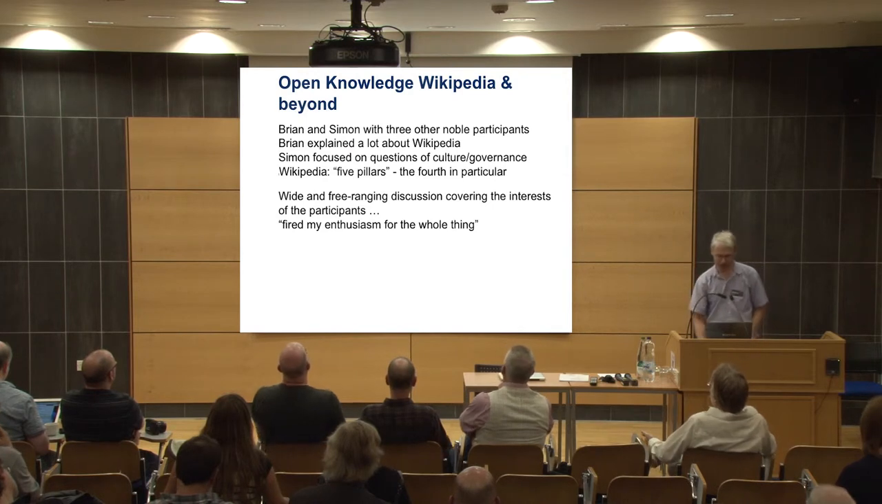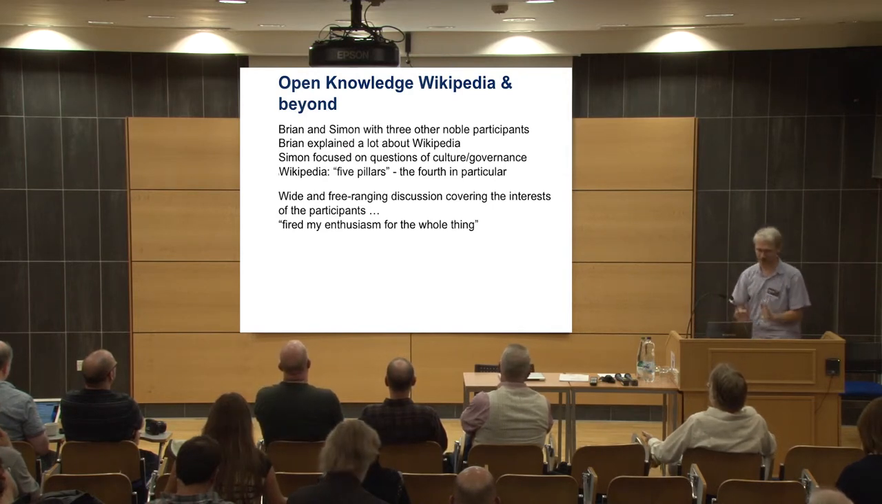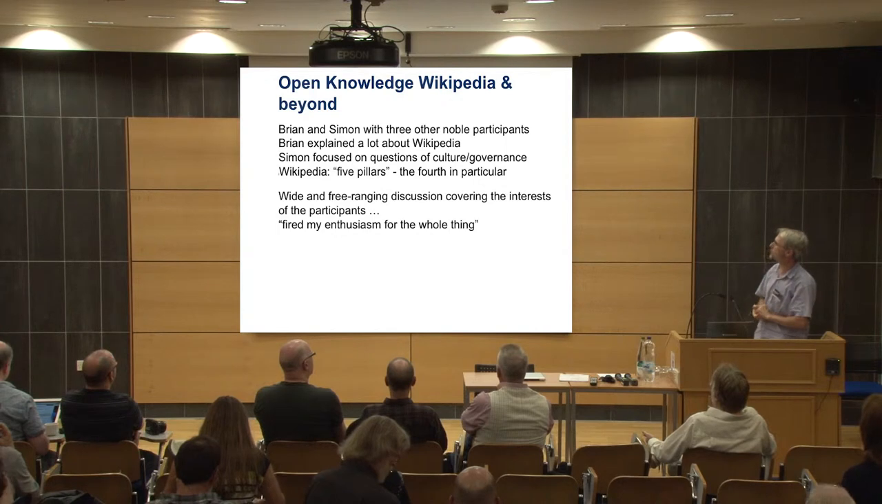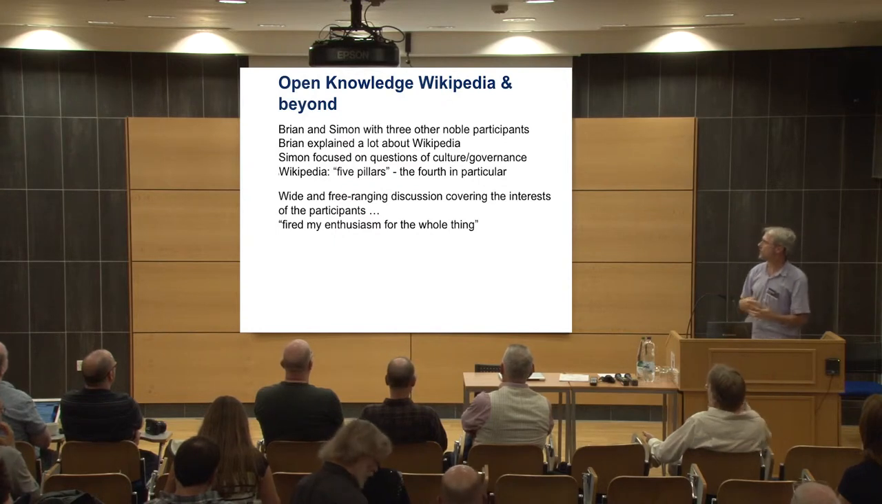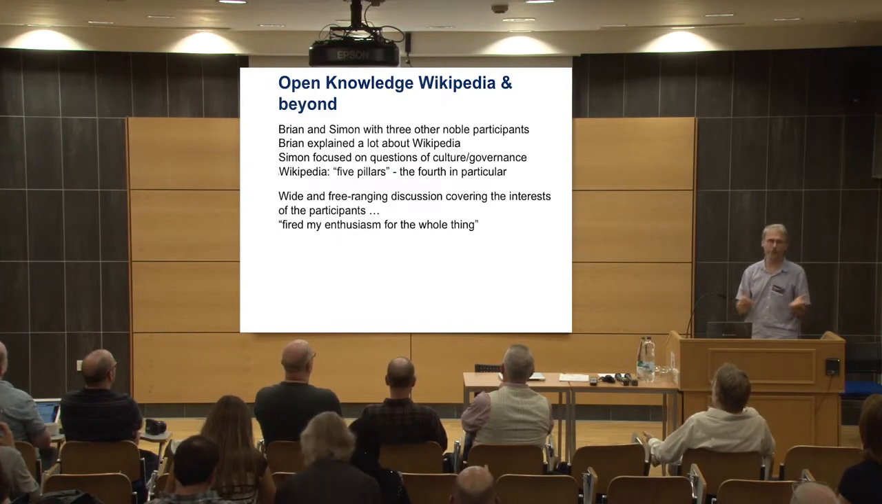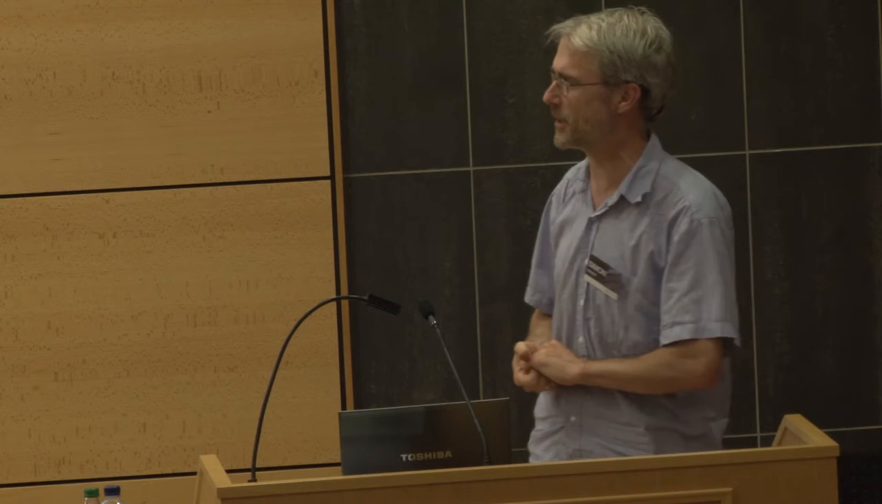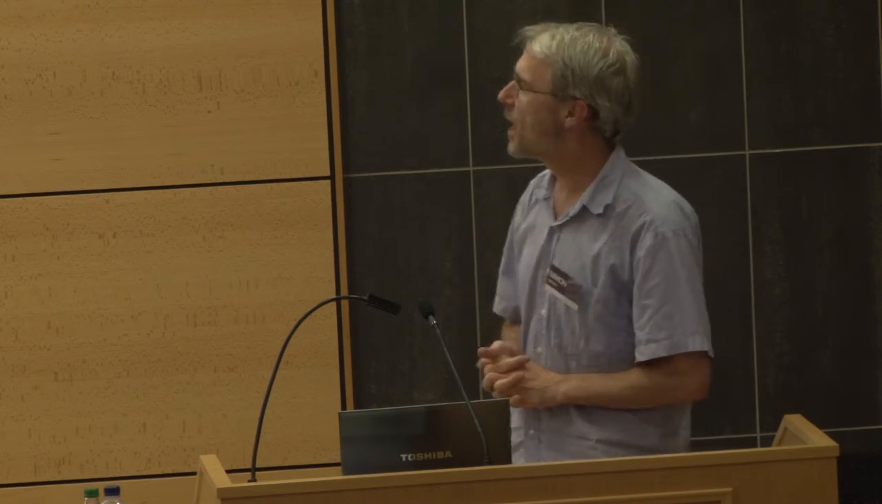Go. All right. This session was a very small select session, Brian and myself, with three other noble participants. Brian explained a lot about Wikipedia, and I focused on questions of the culture and governance. Now, you might be familiar with Wikipedia's five pillars, and I was concerned with the fourth pillar in particular, about being nice to each other generally. It's not called that, but it's just being nice to each other.